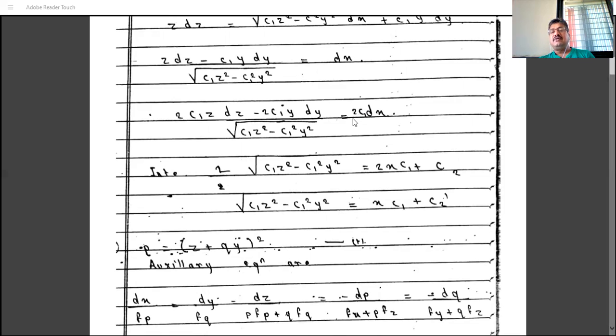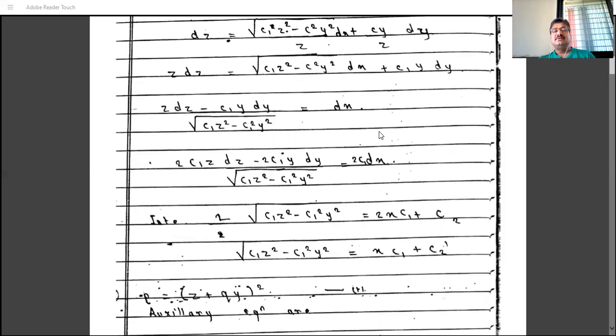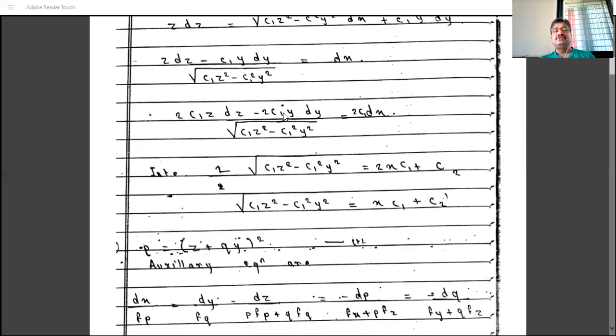So multiply by 2c1 on both sides. After multiplication by 2c1 on both sides, we have 2c1 z dz minus 2c1 square y dy, because c1 into c1 is c1 square. So it is the derivative of this root quantity.